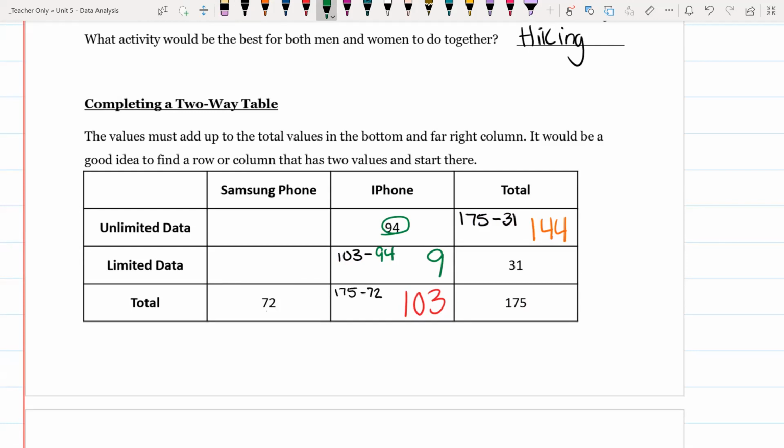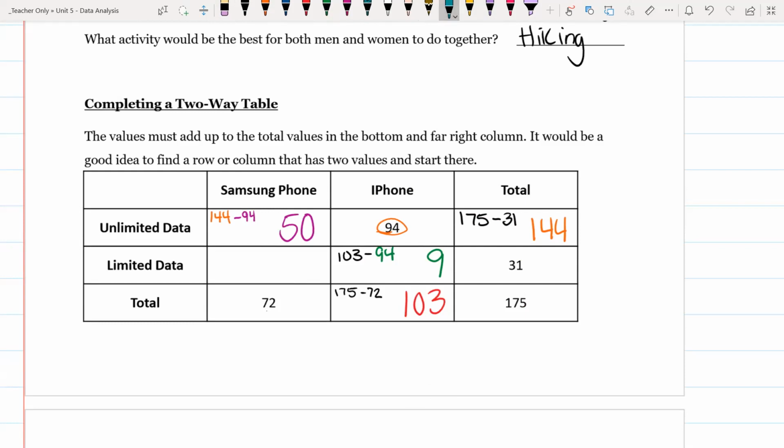So now we really need to figure out these Samsung phones. Well, we know that the total for unlimited data is 144. And we know that 94 of the 144 are iPhones. So if we subtract those two, that's going to give us how many are Samsung phones, which if you do 144 minus 94 is 50.